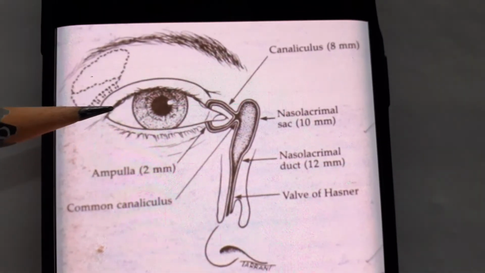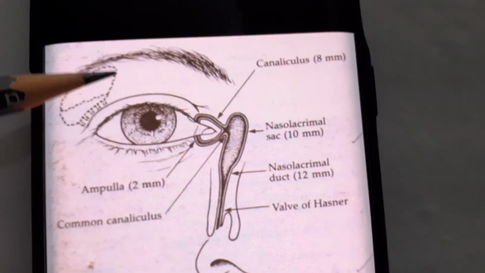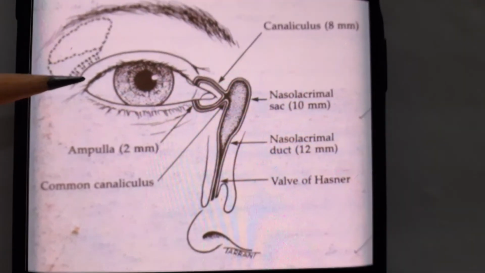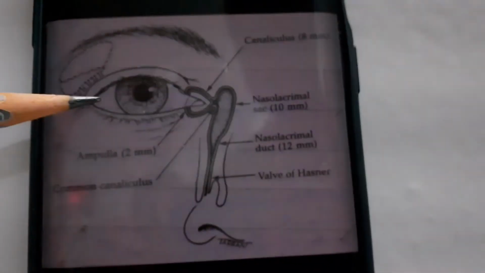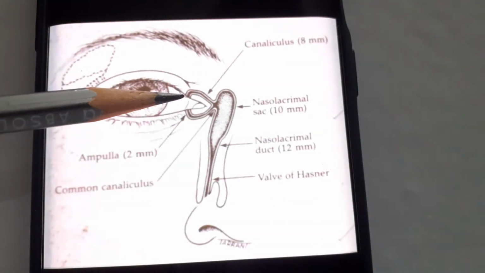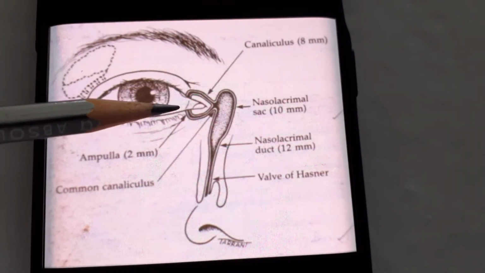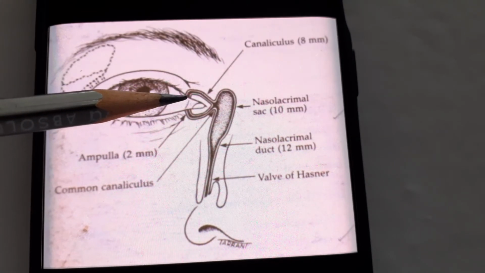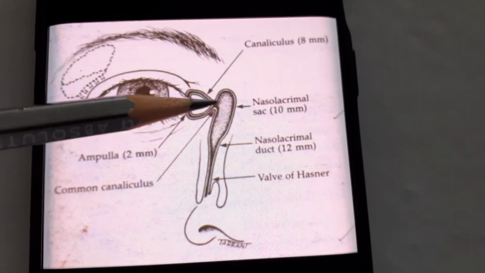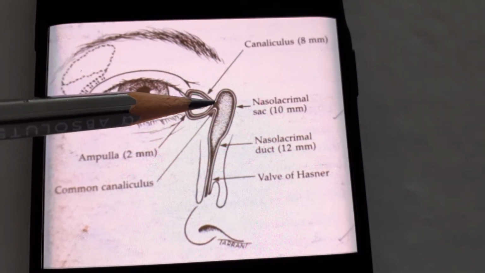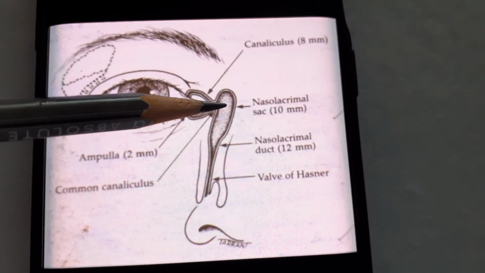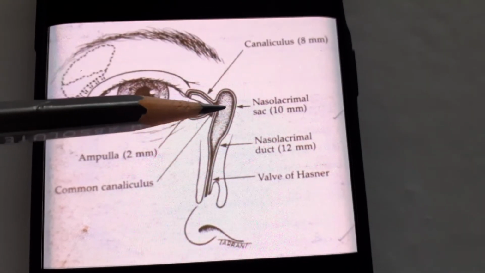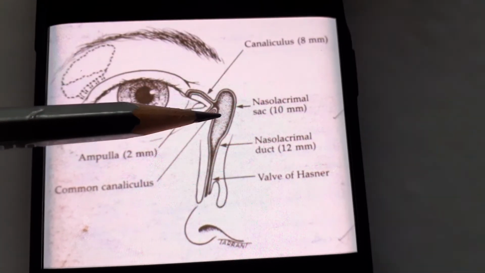Then the second component is the conjunctival sac. The lacrimal gland secretes the tear fluid, which is released into the superior fornix of the conjunctival sac. From the conjunctival sac, it goes to the puncta, then to the lacrimal canaliculi. Then it opens into the lateral wall of the lacrimal sac, which is present in the lacrimal groove behind the medial palpebral ligament.